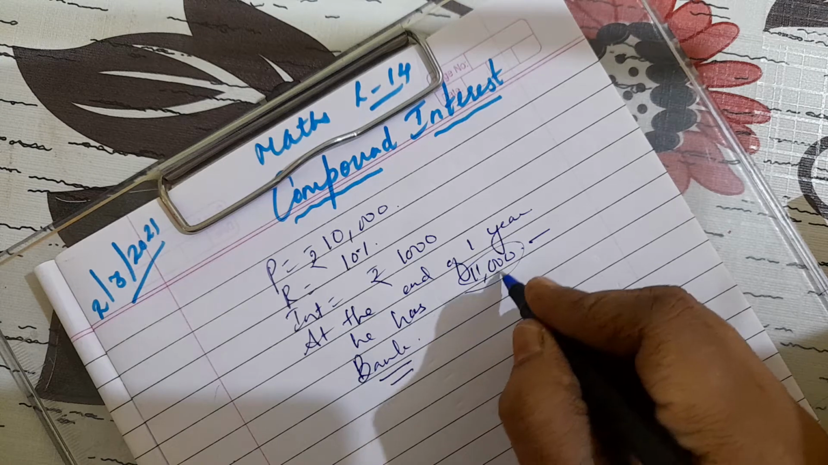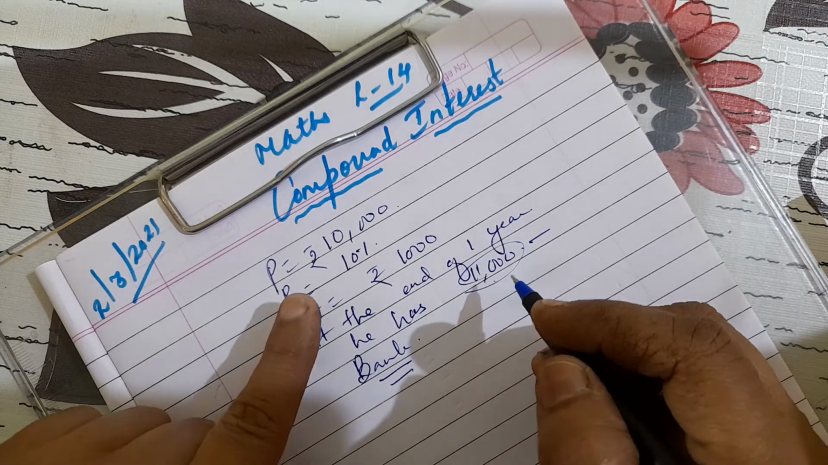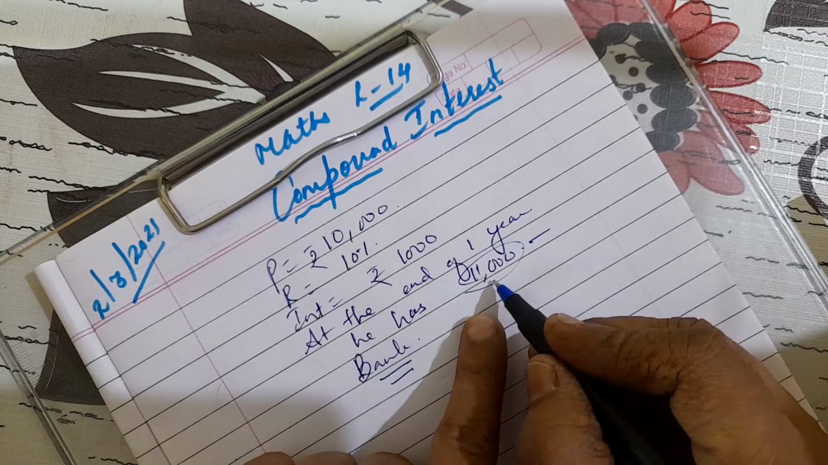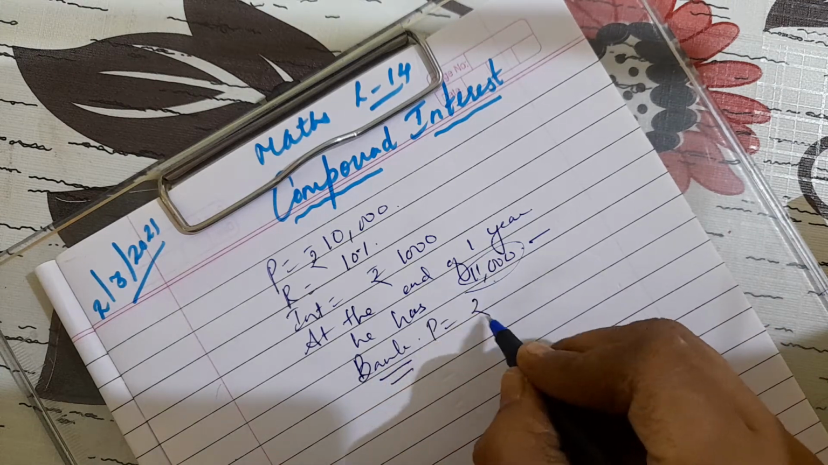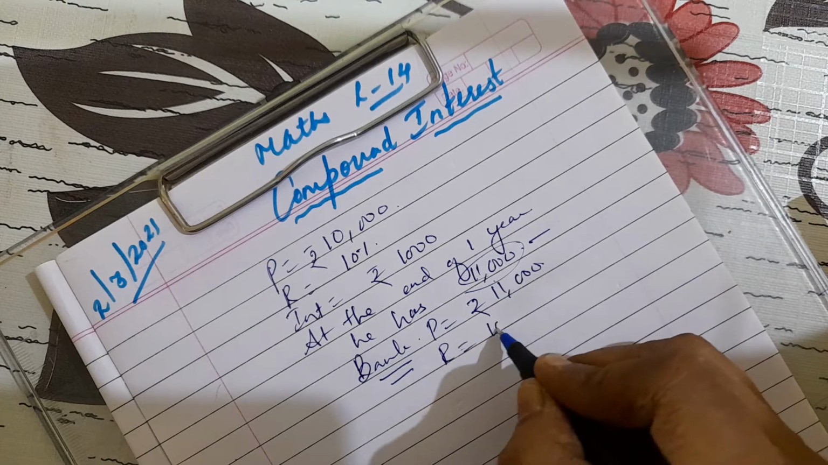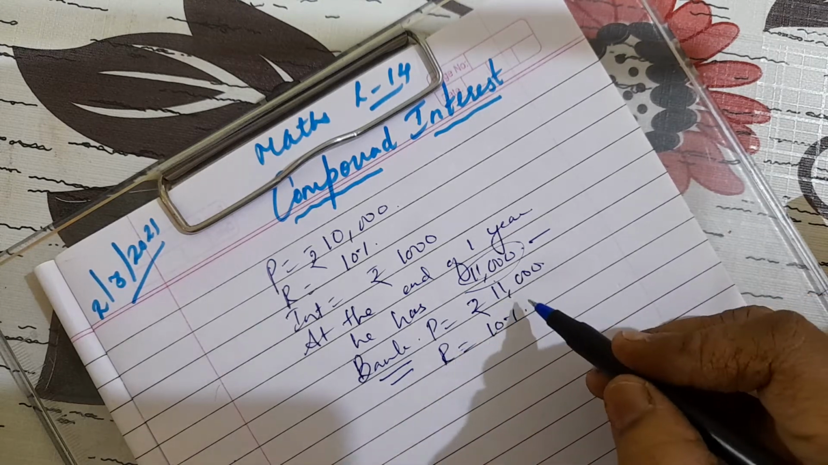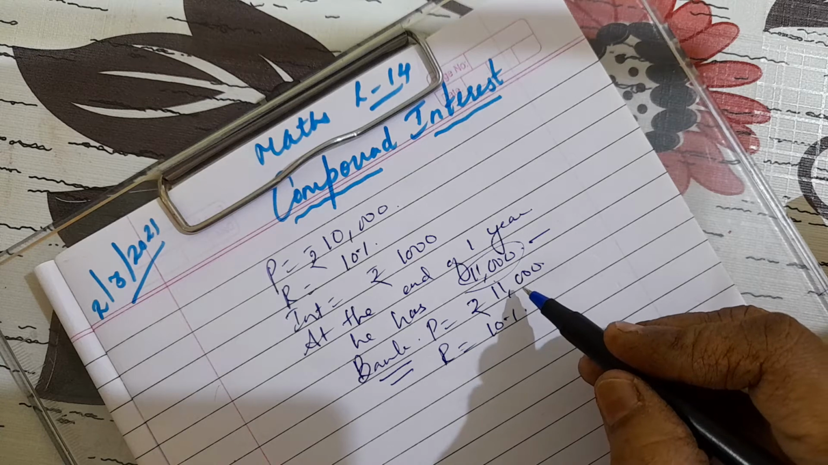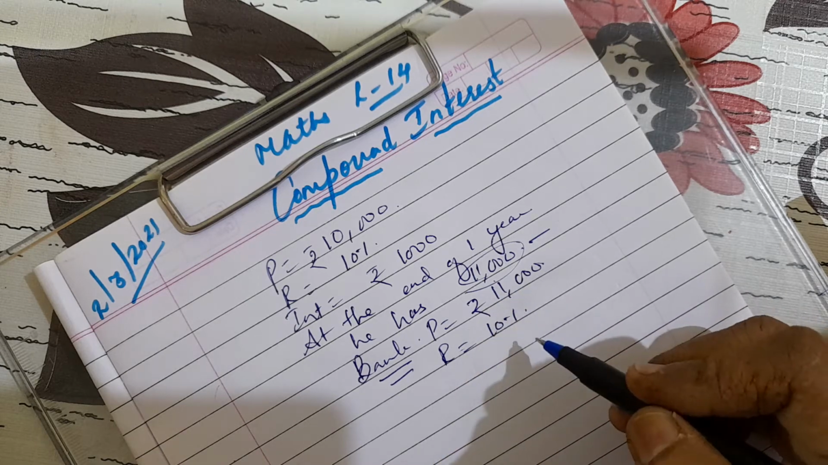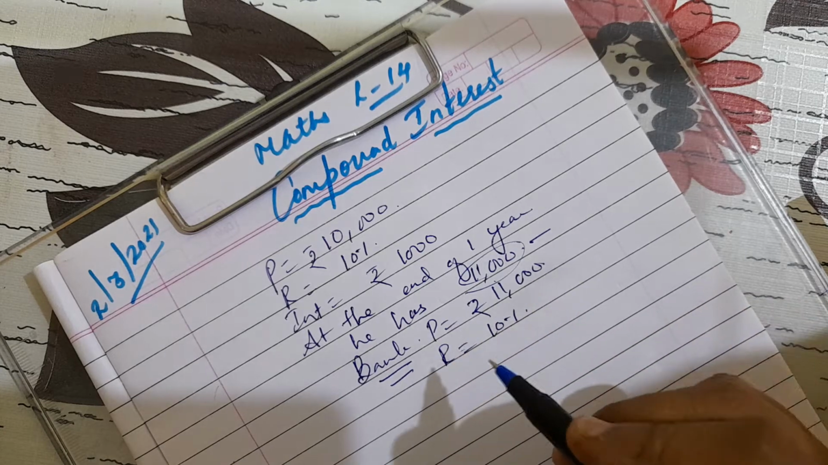The bank will start calculating interest on this amount, that is 11,000. Initially he borrowed only 10,000, but for the second year the principal becomes 11,000 rupees. Now the rate of interest is 10%. So when the bank charges 10% on 11,000, he has to pay that much interest.